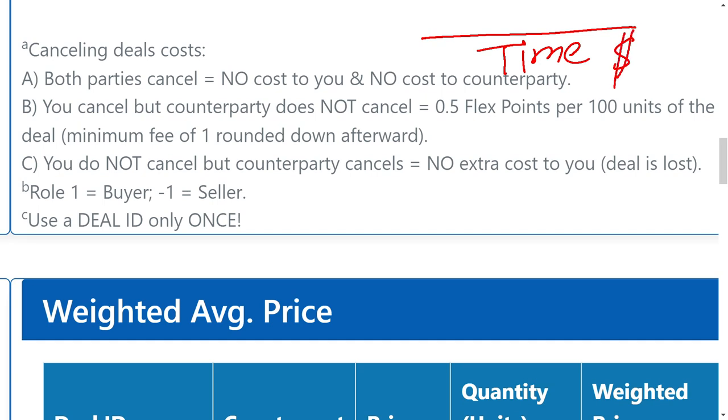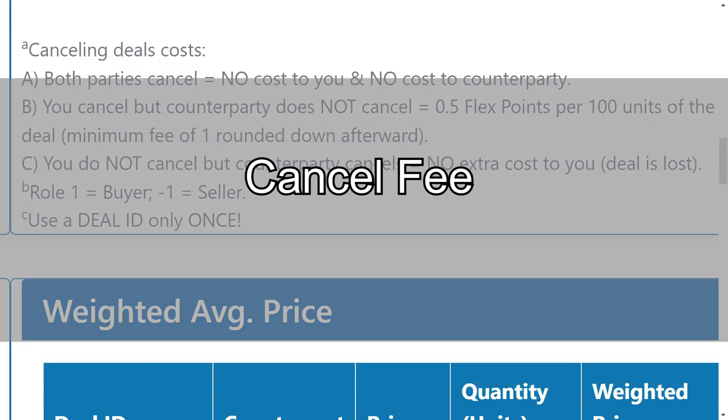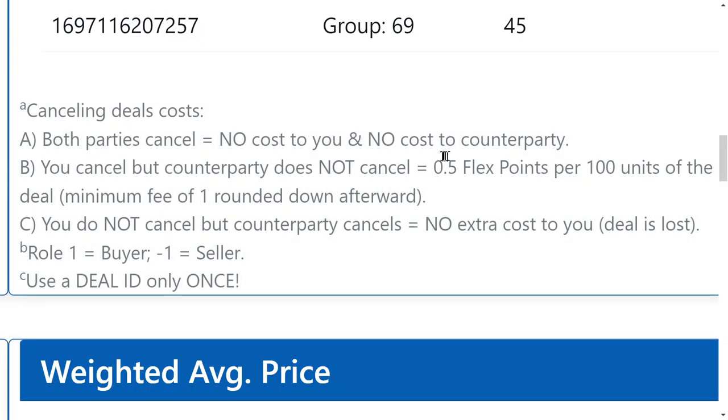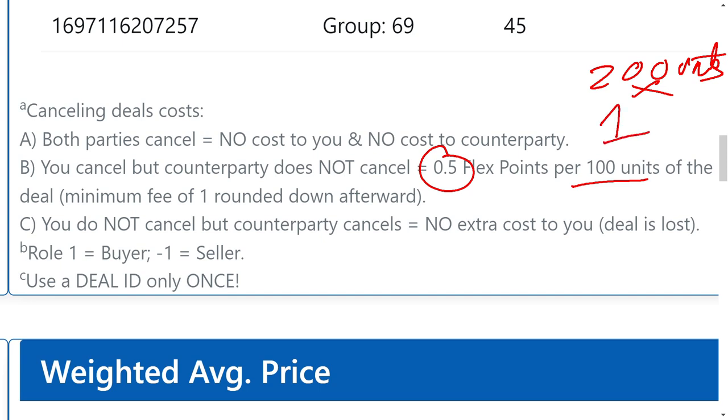So in this game, the way we do this is we simulate that you can cancel a deal and the other side does not agree. And they could sue you, but that would take a long time. So we're going to make it a little bit more simple and just have a fee associated. Now let's pay attention to what the fee is. So if you cancel and the other side does not cancel, the cost here would be 0.5 flex points. That means half a flex point for every 100 units. So if you have 200 units in the deal and it gets canceled, then you're going to end up paying one flex point.